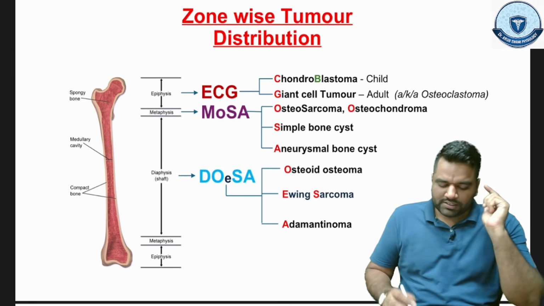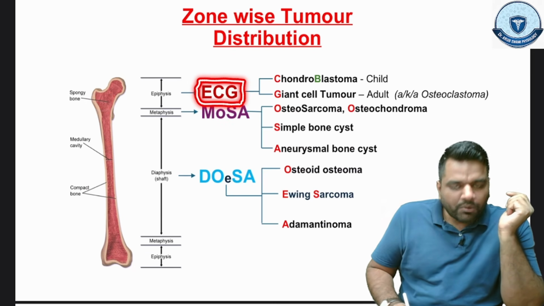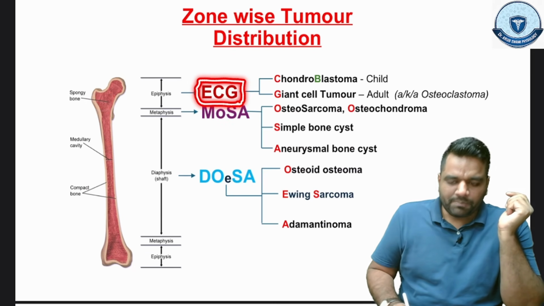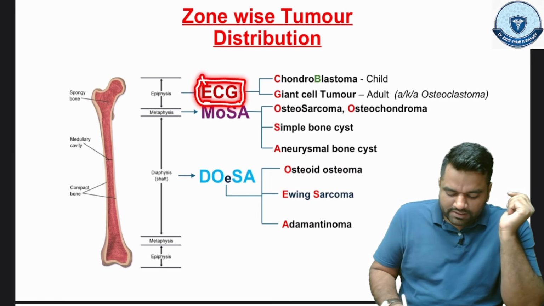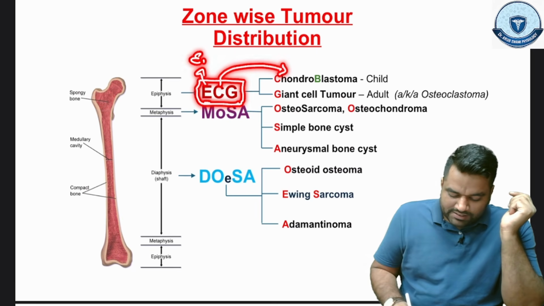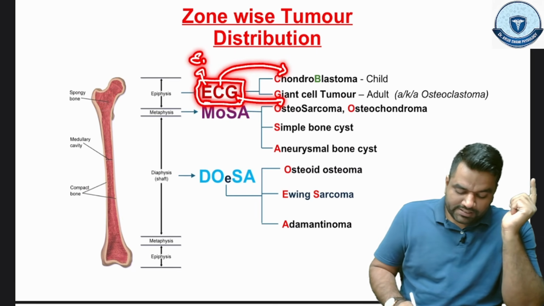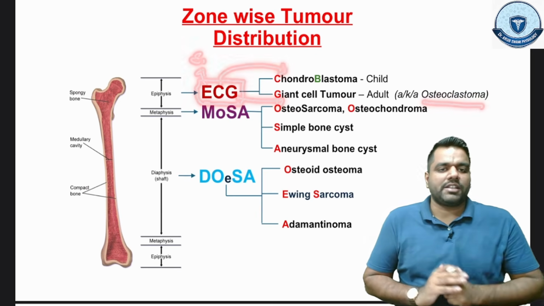So please remember this mnemonic. For any epiphysis tumor, just remember the mnemonic ECG. E stands for epiphysis, epiphyseal area, C stands for chondroblastoma, and G stands for giant cell tumor. Guys, please pay attention. Giant cell tumor is also called osteoclastoma.